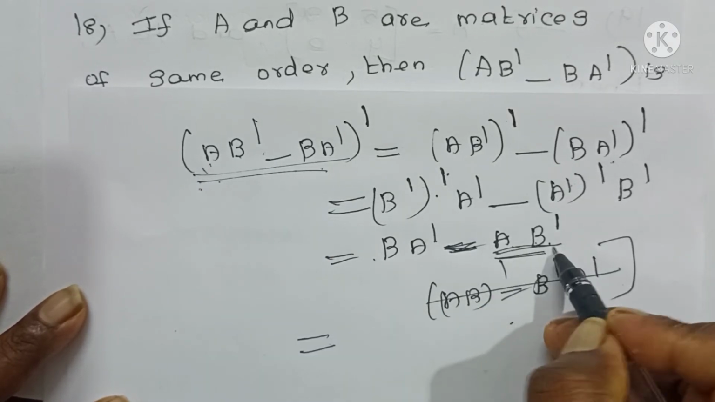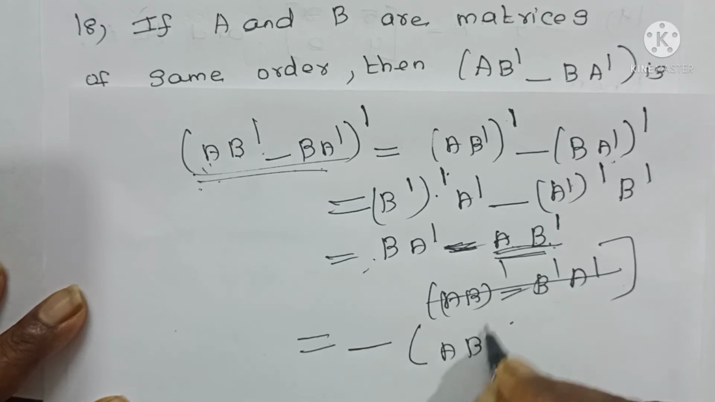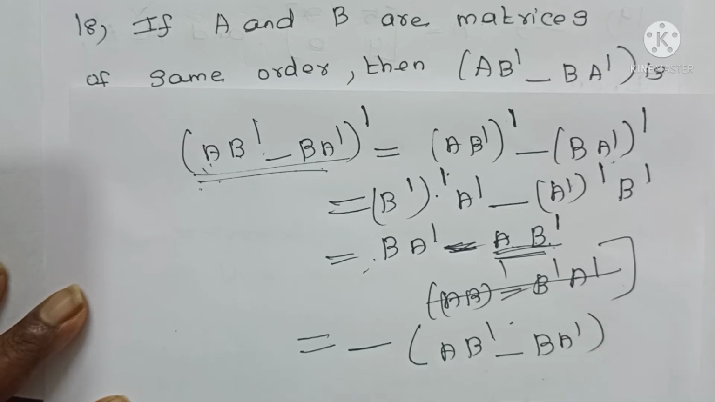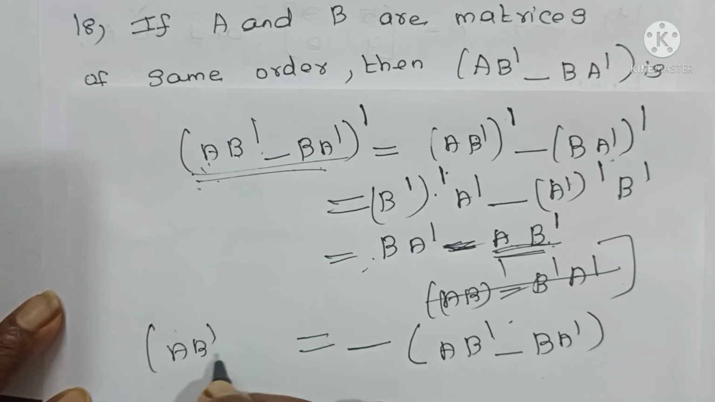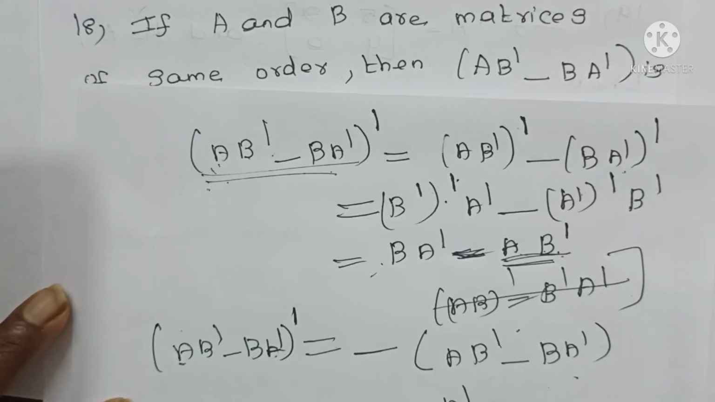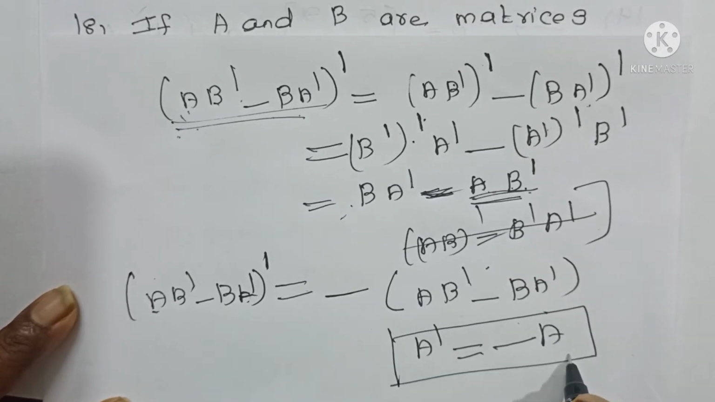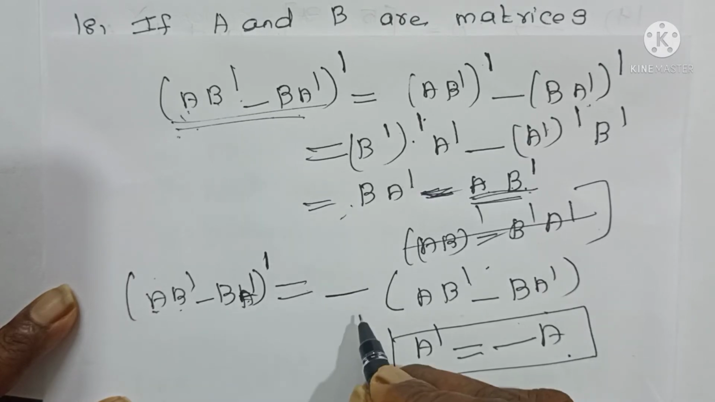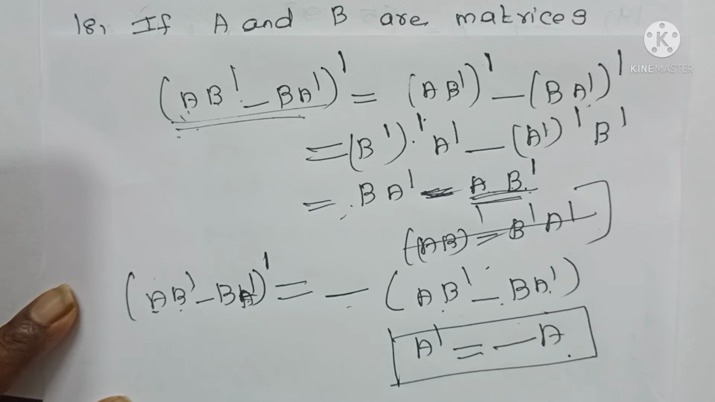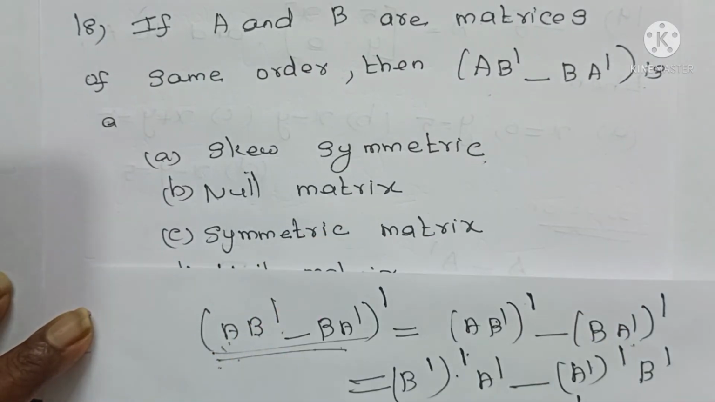So you have to take this term into first term. So what you have to do? Minus you have to take outside. Then AB dash minus BA dash. So AB dash minus BA dash, the whole dash is equal to minus the same term. Like this, A dash is equal to minus A. If A dash is equal to minus A, it is skew symmetric, correct. So like this, AB dash minus BA dash dash is equal to minus of AB dash minus BA dash, means this is skew symmetric. So option A is correct.